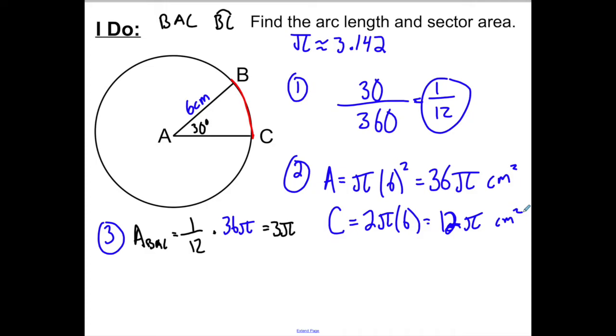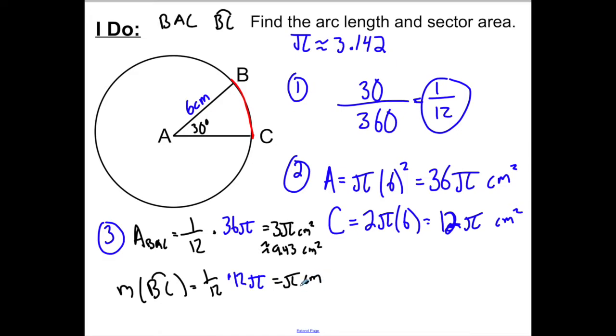So we'll do 3 times 3.142, and I get 9.43. So you could do it exactly as 3 pi centimeters squared, or you could do it as about 9.43 centimeters squared if I ask you for an approximation. Okay, and then we have the measurement of the arc, and that's equal to 1/12 of the total circumference, because 30 is a 12th of 360, so you get that proportion. And that's nice because a 12th of 12 is 1. So it's equal to pi centimeters, or in other words, about 3.142 centimeters. Okay, so that's how it works.